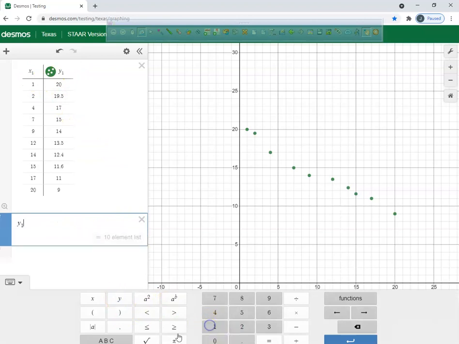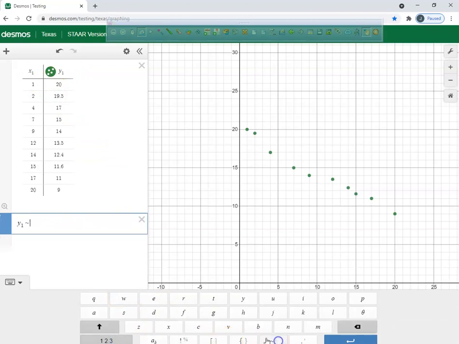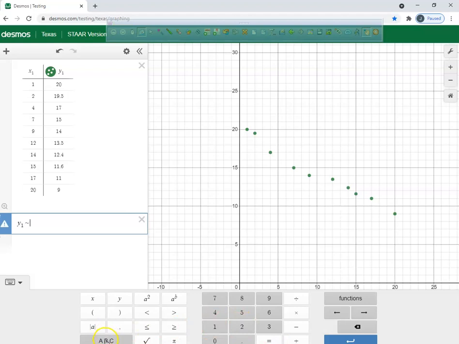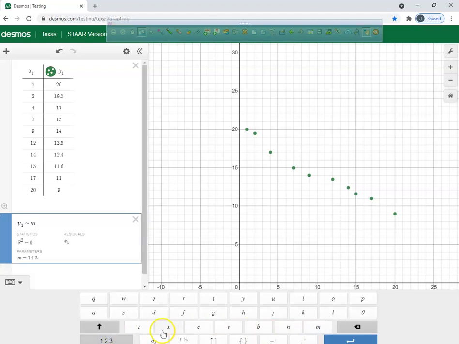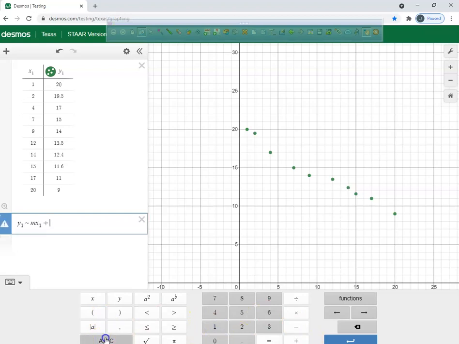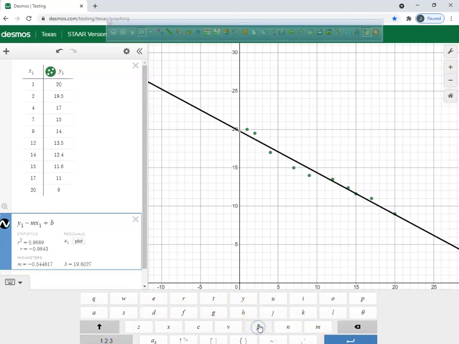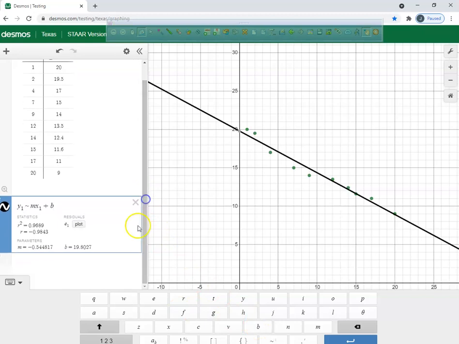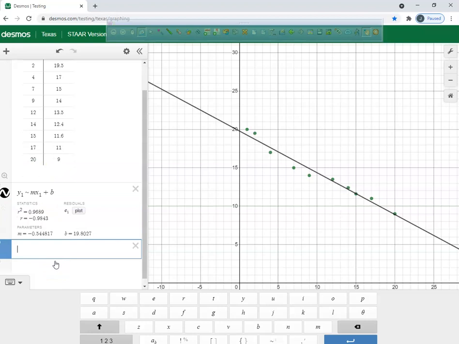Now I can type in Y1 and then put the little tilde button and then type in MX1 plus B. Okay. So there we have it right there. Now, what do we want this number to be? We don't want it to be a 20. We want it to be what? 25. Is this our X value or Y value? X value. So right here, this is the trick.